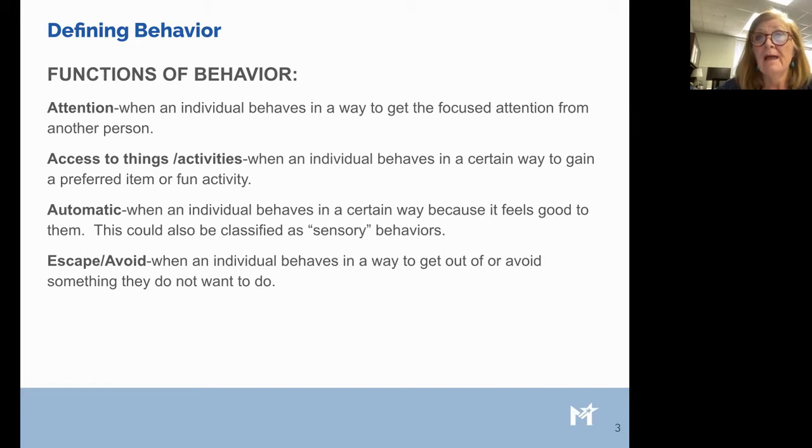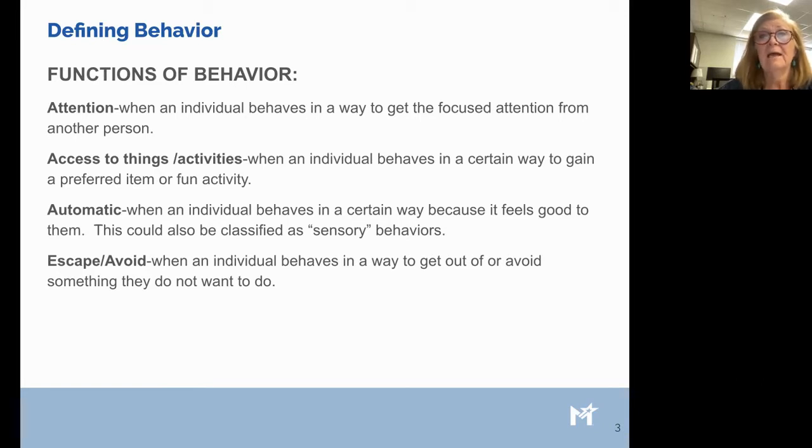Attention is when an individual behaves in a way to get that focus or attention from another person. Number 2 is access to their things or activities. We all know that technology's big, and that seems to be a real motivator for a lot of kids. So they will behave certain ways to get that preferred item.